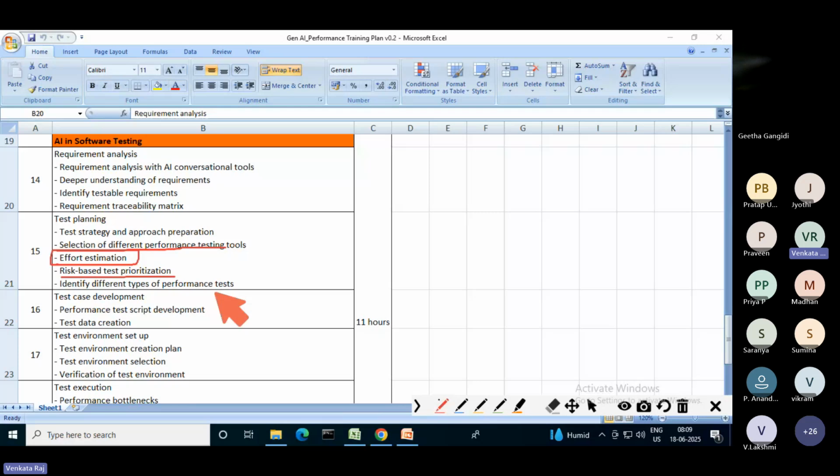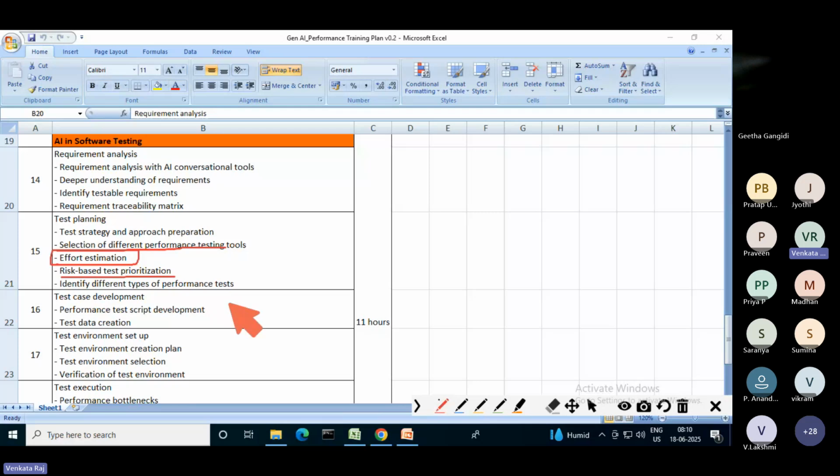Or let's say nowadays we do early performance testing, right? Let's say you found some critical issues, critical bottlenecks, and the development team took a lot of time to resolve them, and you do not have enough time to conduct all your planned tests.